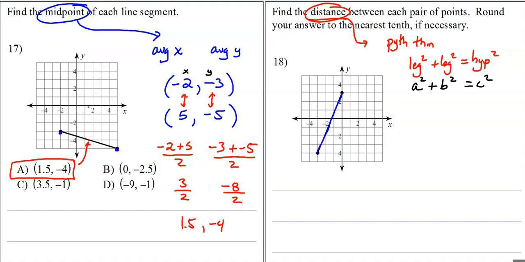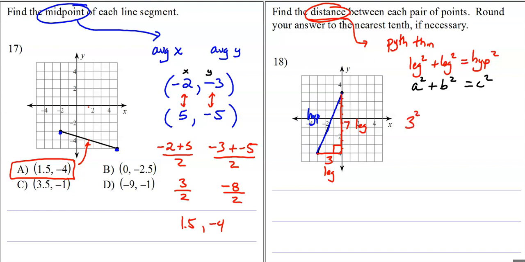We can't count blocks because they're going on an angle. So what I need to do is kind of do my own legs. I'm going to draw the horizontal component. I'm going to draw the vertical component. And I'm going to give myself a right triangle here. So now I have a leg, and I have a leg, and I'm trying to find the hypotenuse. So let's count these sides. It looks like I have 3 units on this side. And then over here, I have 1, 2, 3, 4, 5, 6, 7.